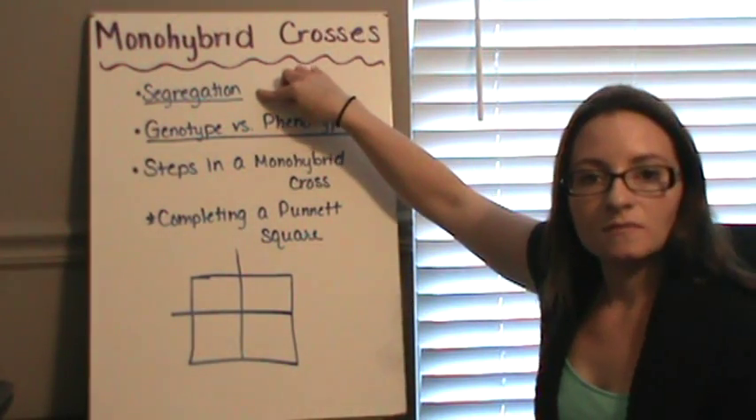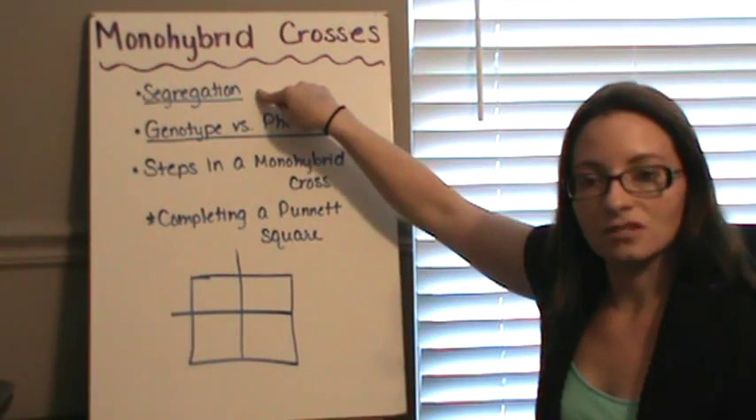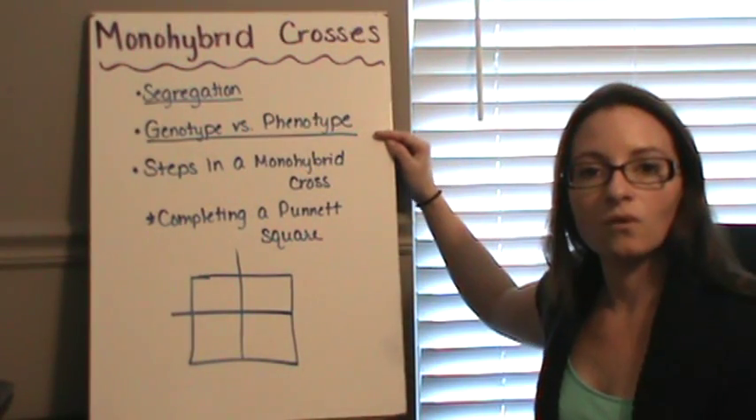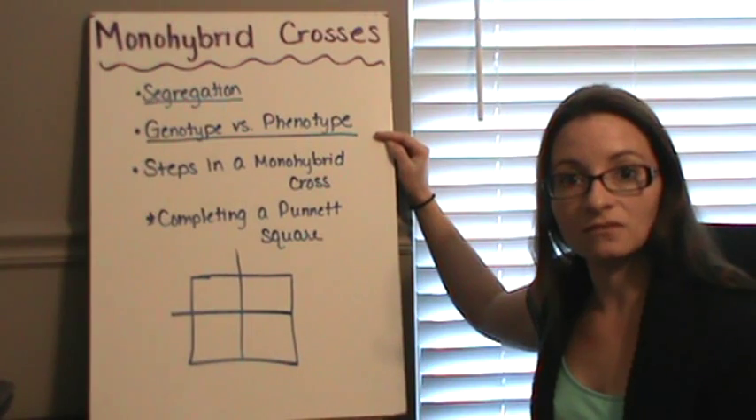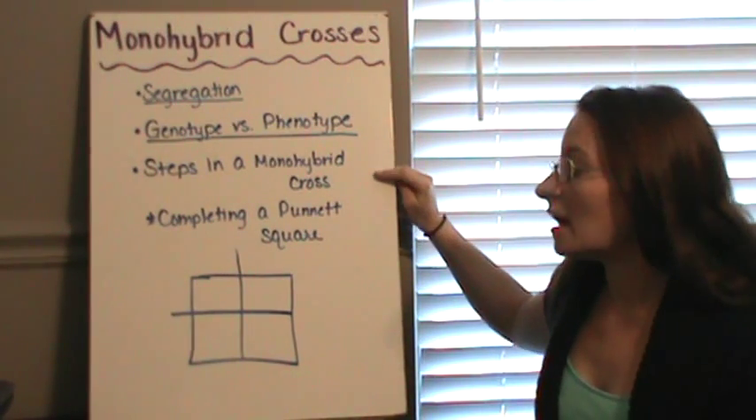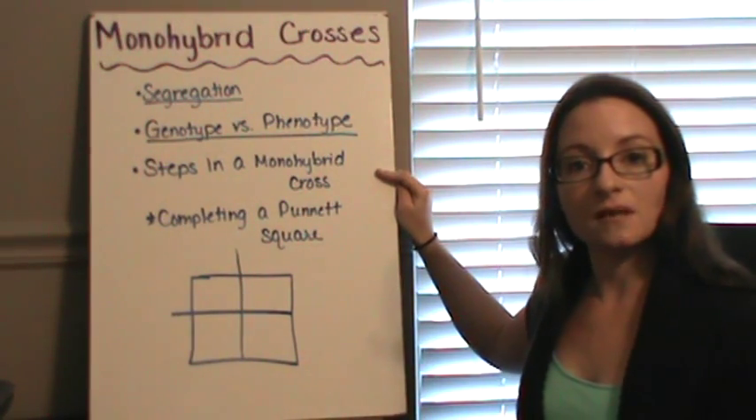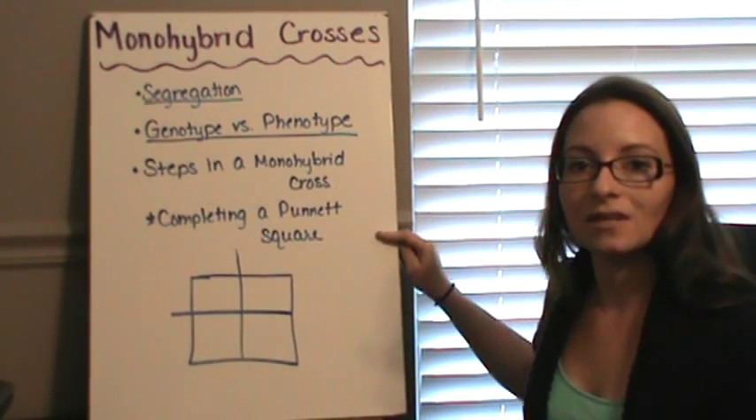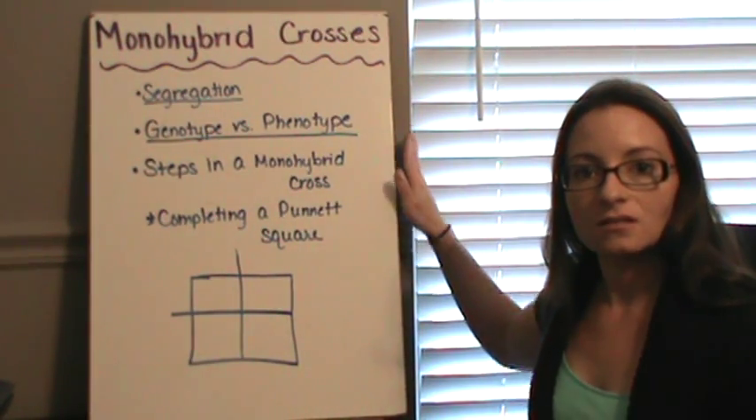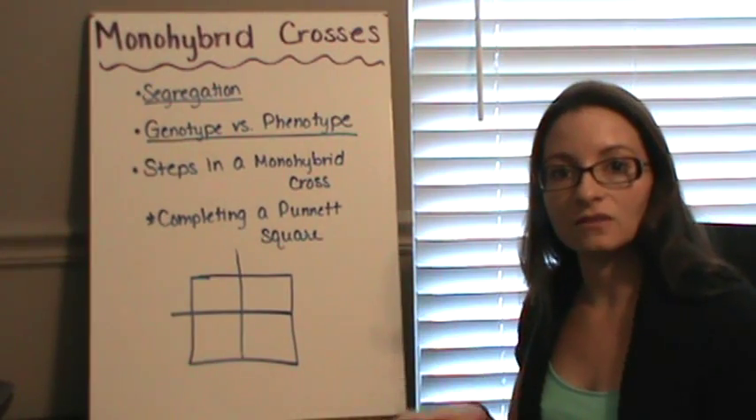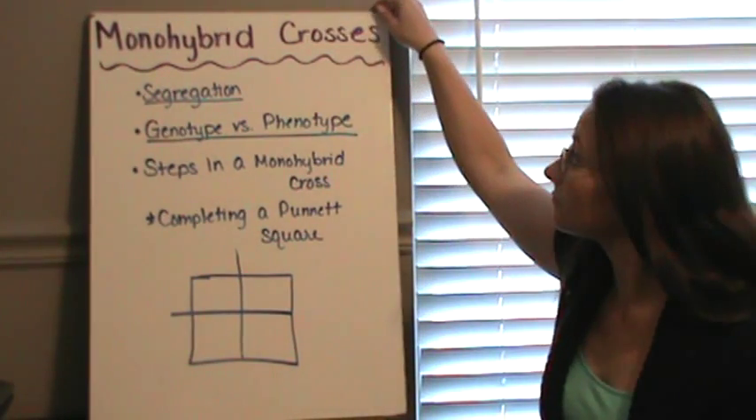So we're going to talk about the term segregation. What does that mean, first of all? And then, what do the terms genotype and phenotype mean? And then finally, we're going to talk about the steps in a monohybrid cross and how we can complete the Punnett square to figure out what the genotype and phenotypes of the babies might be.